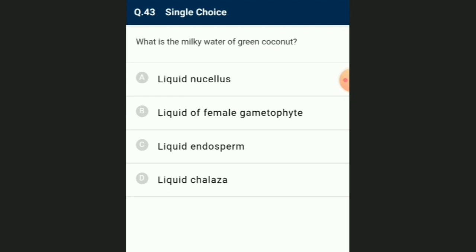Question number 43. What is the milky water of green coconut? The term triple fusion is used as it involves the fusion of three haploid nuclei. After triple fusion, the central cell becomes the primary endosperm. So the answer for this question is option C, liquid endosperm is the milky water of green coconut.